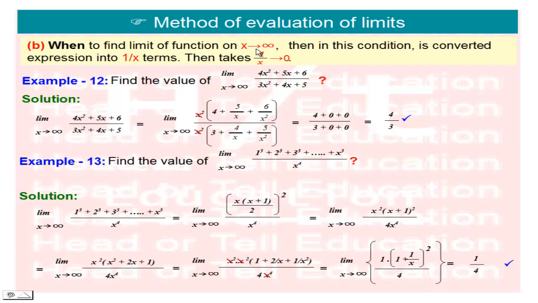So if you have a limit like x tends to infinity, you have to convert it in terms of 1 by x and then use 1 by x equals 0. This is the second method.